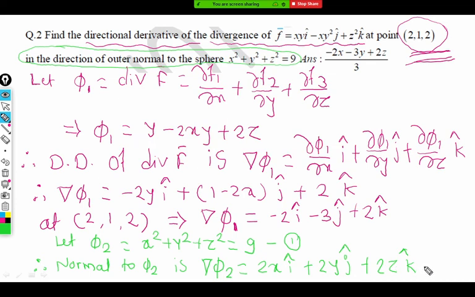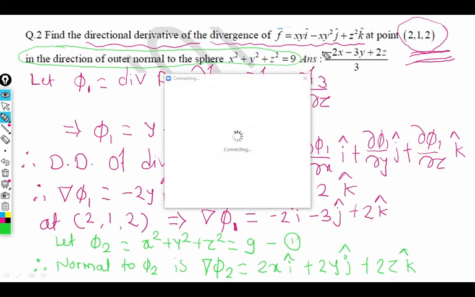Now, the last step we left here: we want the directional derivative of phi 1 along the normal to phi 2. So we just have to take the component of del phi 1 along del phi 2, because it's not given along the normal to the sphere at a particular point like 0 0 3 or 3 0 0. That point is not given for phi 2, for the surface of the sphere, like at 3 0 0 or 0 3 0.